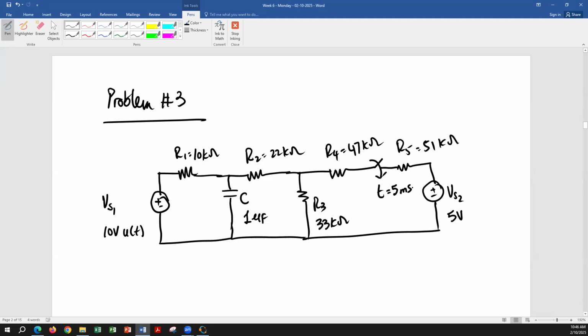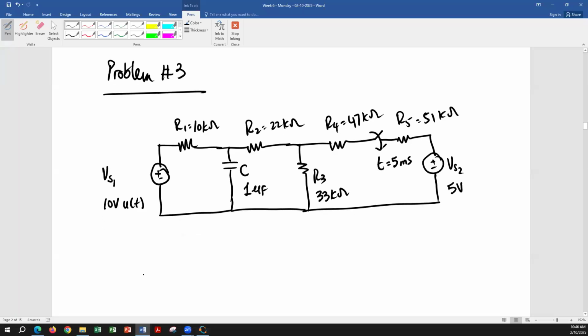All right. Switch is closing at 5 milliseconds. This has 1 unit step, right? No, this is always on, but it depends on the switch when it's going to become part of the circuit or not.